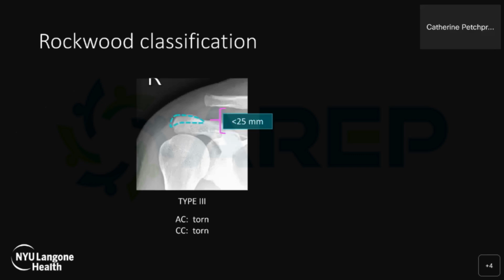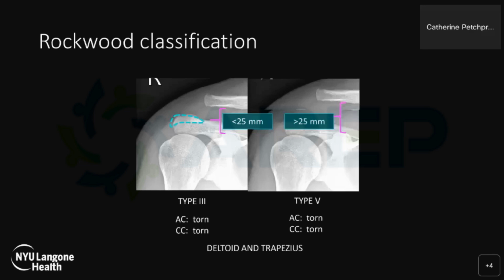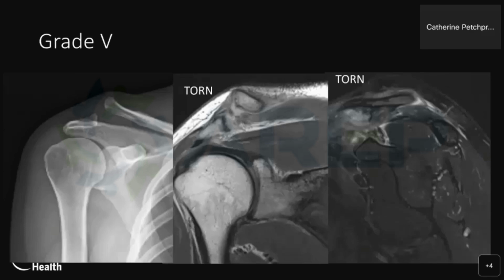The difference between a grade 3 and grade 5 injury is the corticoclavicular distance. In a grade 5 injury, the corticoclavicular distance is more than 25 millimeters. There is likely greater injury to the dynamic stabilizers, the deltoid and trapezius muscles. With grade 5 injuries, the distal clavicle is so elevated that it can tent the skin and soft tissues. Here, the coronal oblique and sagittal images confirm tear of the acromioclavicular and corticoclavicular ligaments.